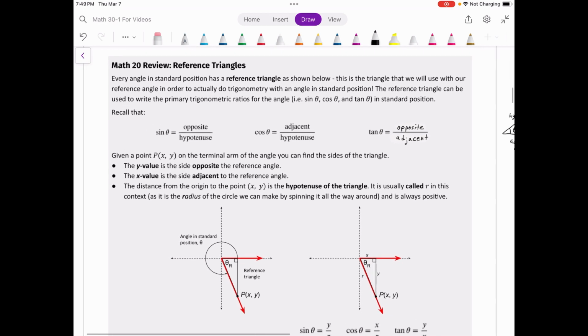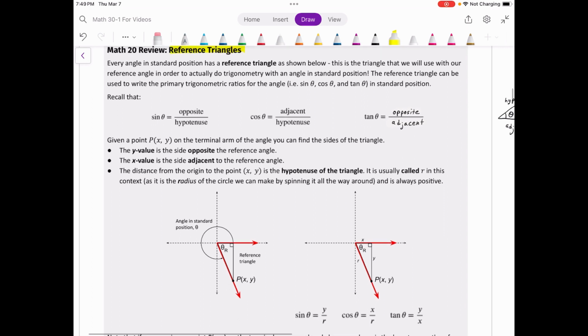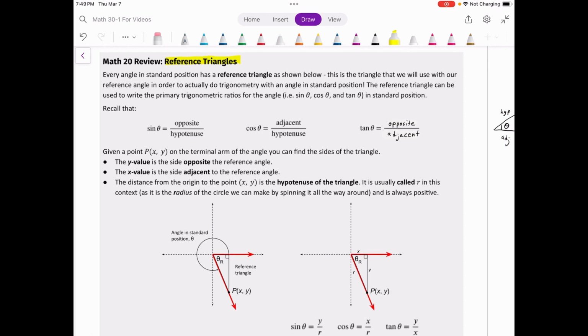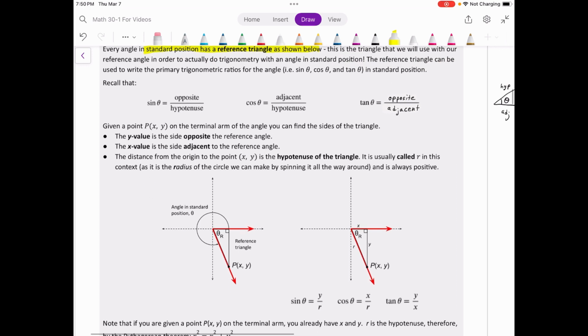And so in order to be able to do this trigonometry with these angles in standard position, recall that we need those reference triangles. Sorry, there's sirens going on outside my house. Hope that's not too loud. Okay, so every angle in standard position has a reference triangle, as shown in these diagrams down here. We kind of talked about them a little bit in the previous lesson as well, right?